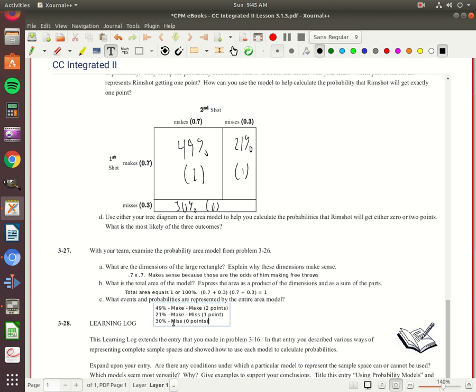I think they're just trying to make the point that we have all the possible scenarios here. And here's our systematic list. You can make, make, make, miss, or you can miss. That's all you can do.